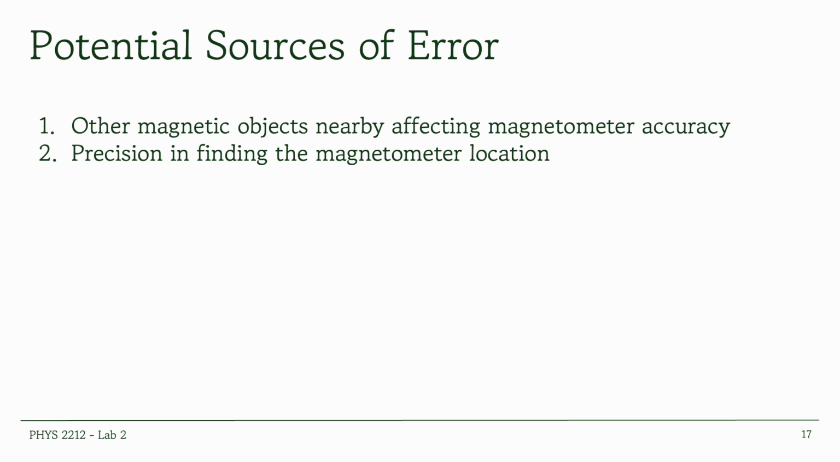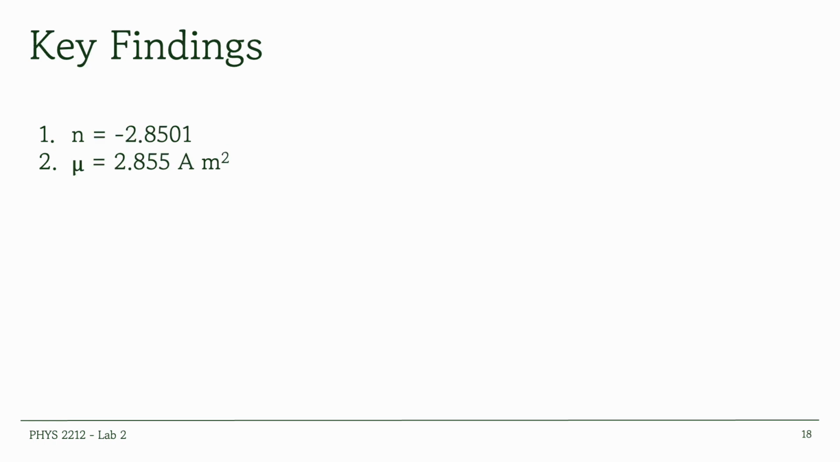So there were a couple of potential sources of error, one being that other magnetic objects nearby could have affected the accuracy of the measurements, and then also there was probably some error in the precision of finding the exact magnetometer location. So to summarize the key findings again, the value of n was found to be negative 2.85, and then the value of mu found to be 2.855.